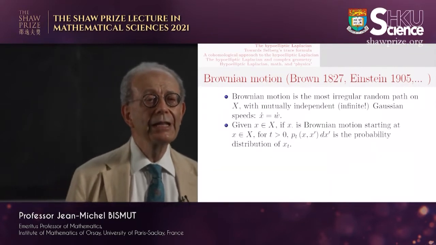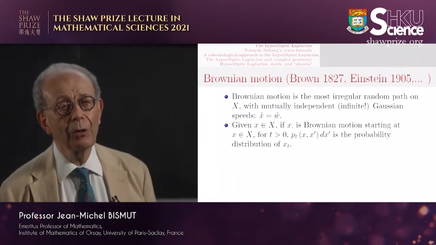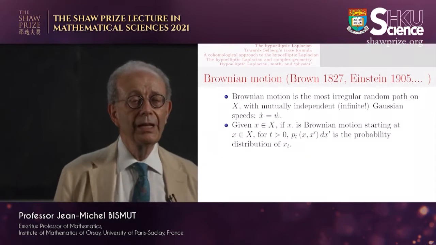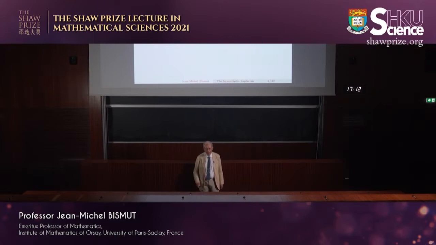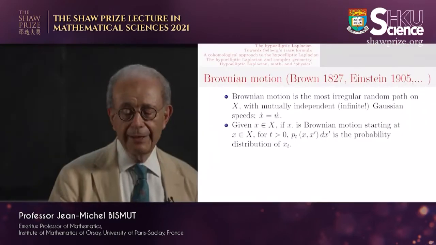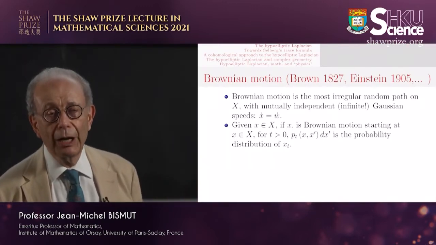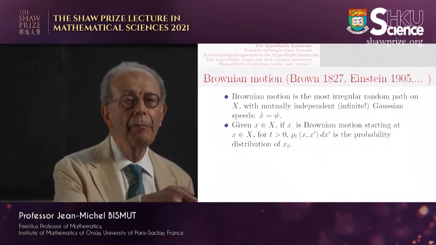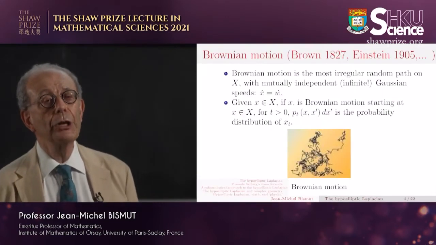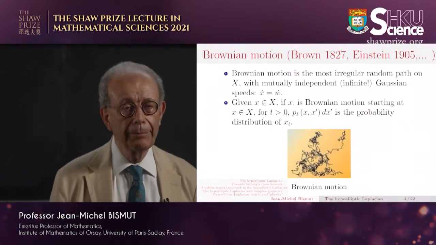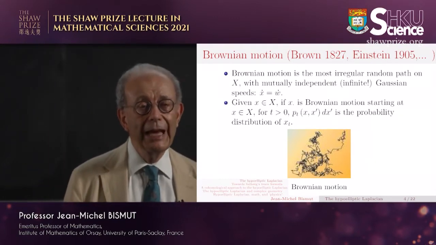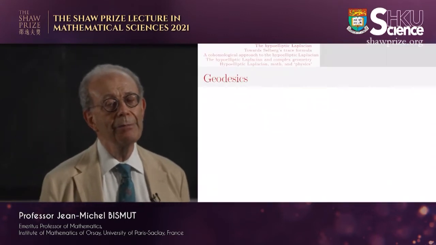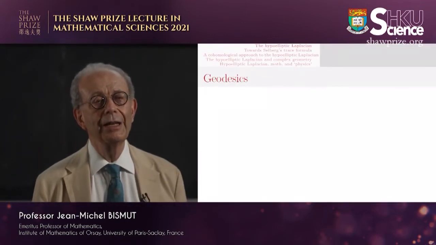So there is a basic connection between the heat kernel and Brownian motion. Given x in the manifold X, if you start your Brownian motion at position x, then p_t(x, x') dx' describes the probability distribution of Brownian motion at time t. And here is a picture of Brownian motion. It is a big mess. That's probably the picture that Brown was observing in 1827.